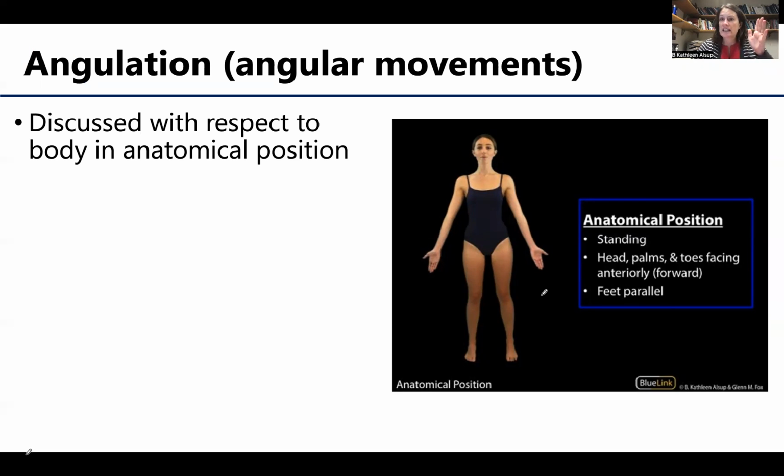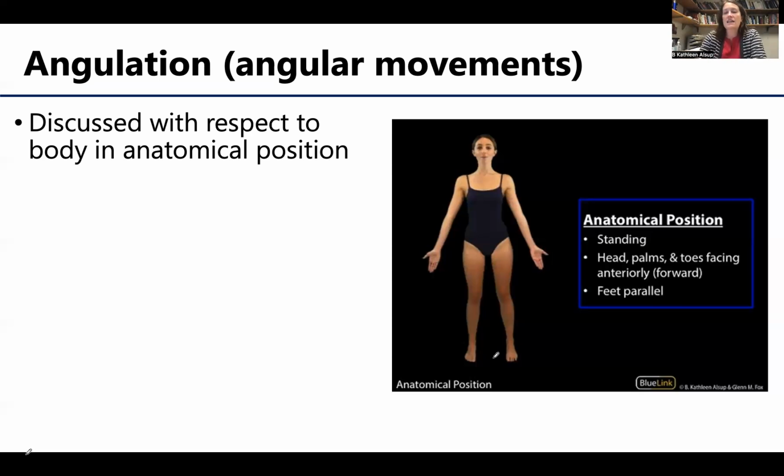An individual is standing, their head is facing forward, their toes are facing anteriorly. Those things make sense. And the feet are parallel. But one thing that sometimes doesn't make as much sense is that these palms are going to be facing anteriorly. And that's not really a natural position that we stand. We don't naturally stand with our palms facing anteriorly.